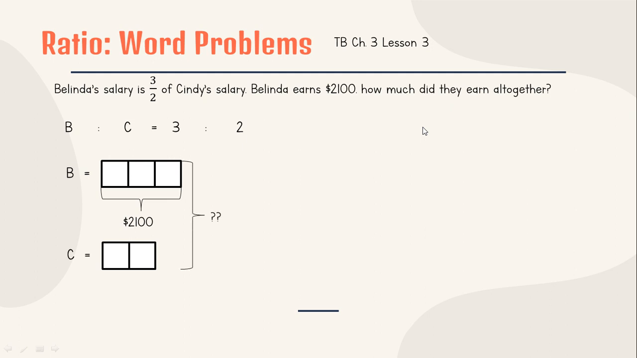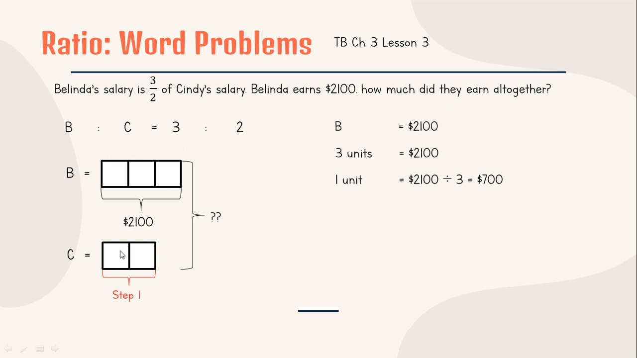So that's it. Equals how many? What are we going to do? All together means Belinda plus Cindy. But we do not know Cindy. So that's the thing that we're going to find out first. Step 1. To find Cindy, we must know how much is 1 unit, right? Because we know that Belinda has 3 units. So 3 units equals 2,100. 1 unit equals 700. That's it. So 1 unit is 700.